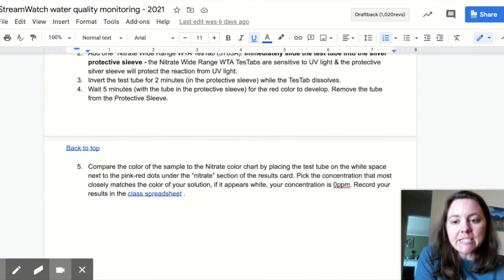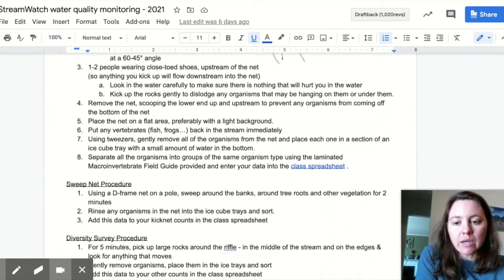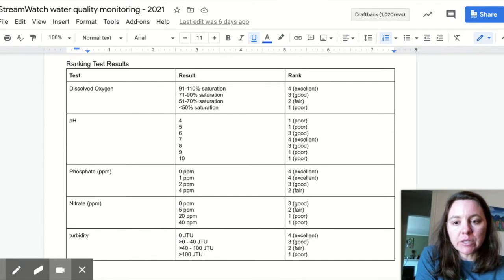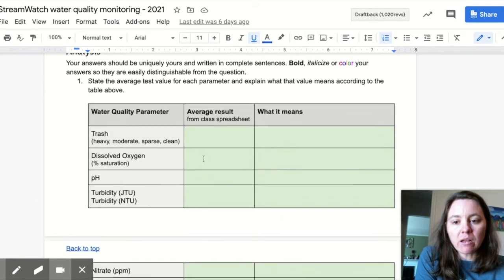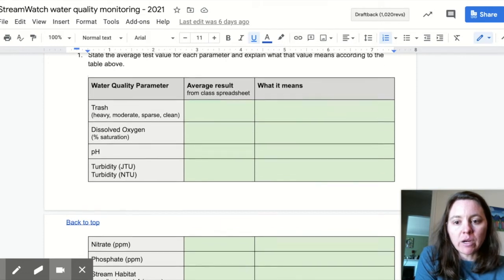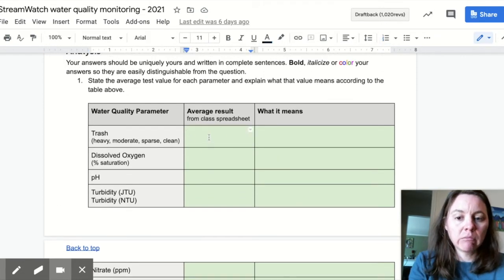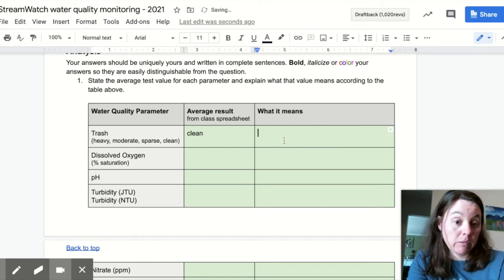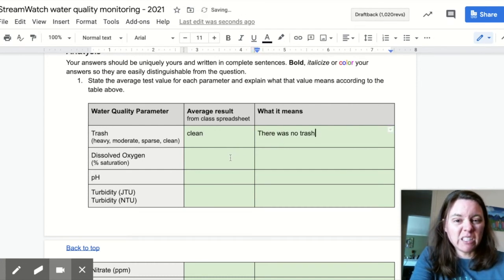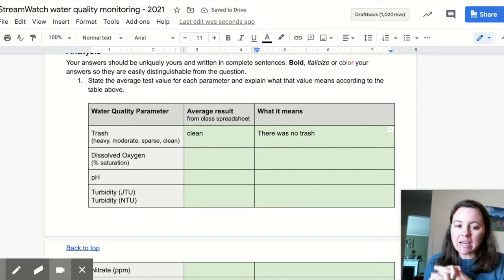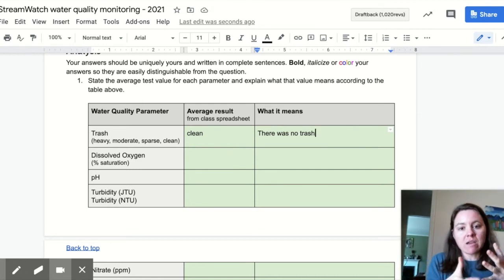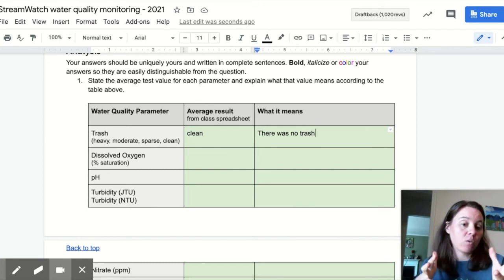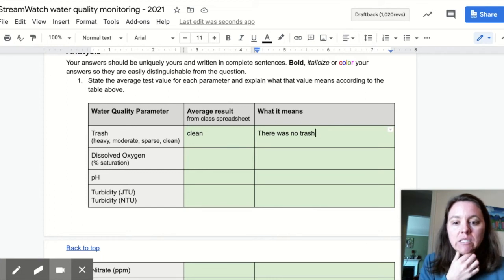So we'll just take an average of those two numbers to get our oxygen percent saturation. And then down here in our results, we're going to take a look at this table here, and we're going to rank all of our results. So our trash was clean. What that means is there was no trash. This is also a very teeny tiny stream, so there's probably not anything upstream that washes downstream either. If you measured from a bigger stream, then there might be some trash that washes downstream. If it's next to a heavily trafficked road, there might be things that happen to get on the road and wash down into there.